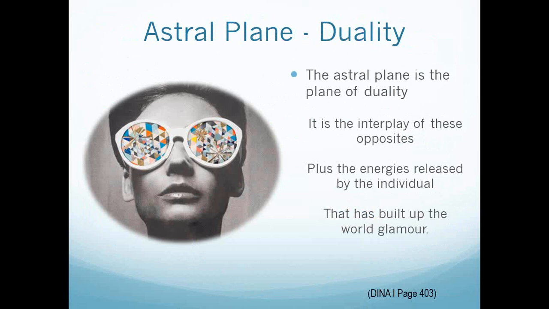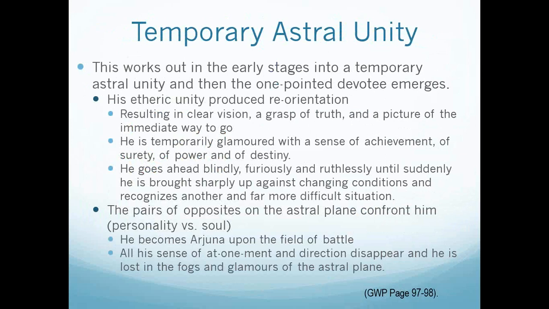As we know, the astral plane is the primary plane of duality. It's the interplay of these opposites plus the energies released by the individual that has built up this world glamour that's a problem for so many people. This all works out in the early stages into a temporary astral unity, and then the one-pointed devotee emerges.